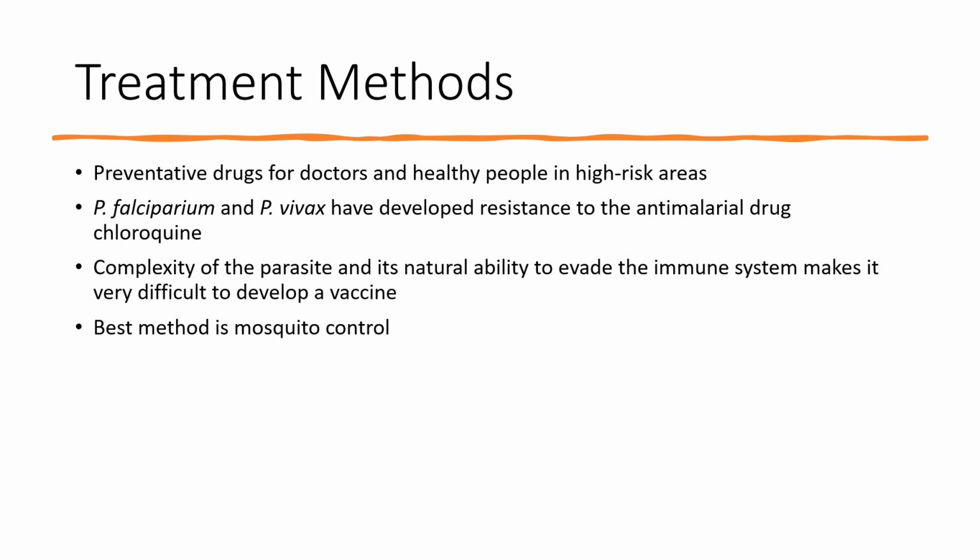The easiest method to protect against malaria that we have now is mosquito control and making sure that mosquito populations are as low as they can be and away from large populations of people.